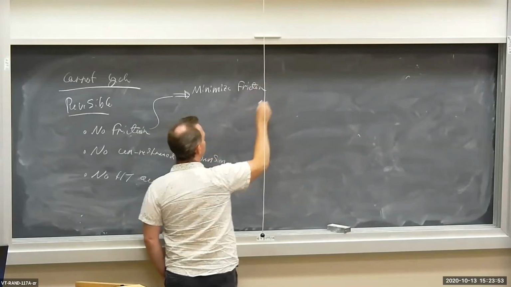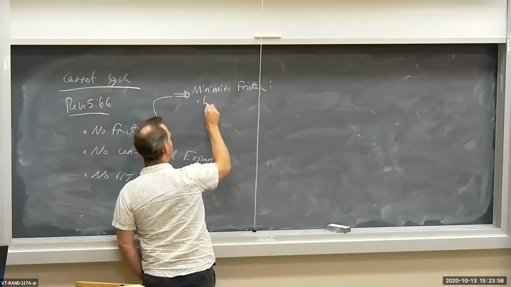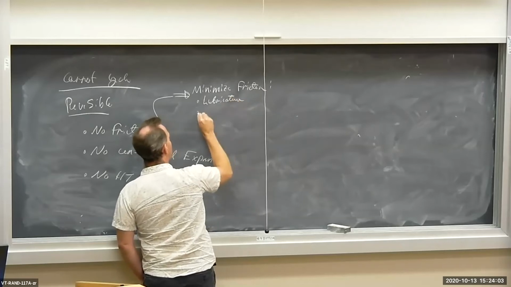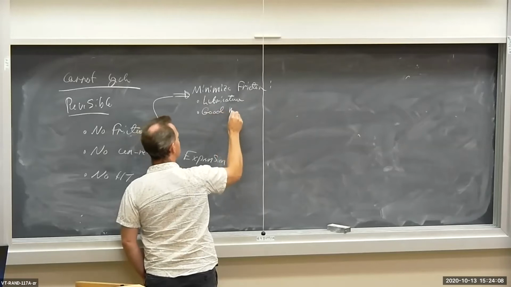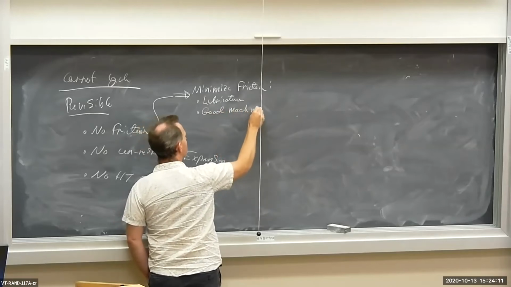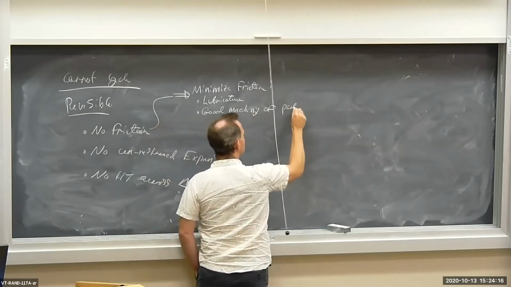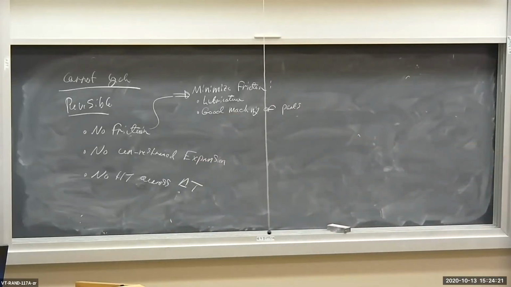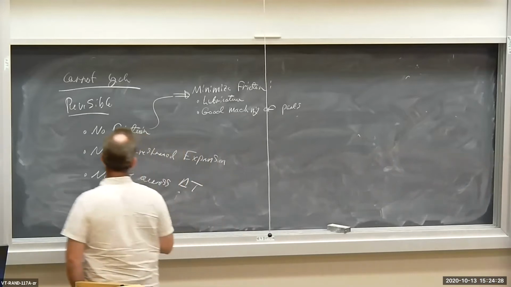We can minimize friction by using lubrication and good machining of parts. Okay, the better machined and manufactured your parts, the less friction there's going to be. And the better your oils that you use to lubricate, of course, the lower the friction is going to be.